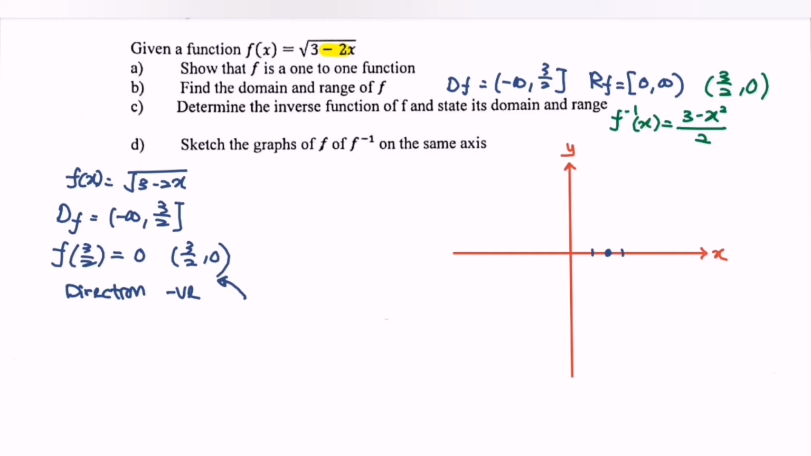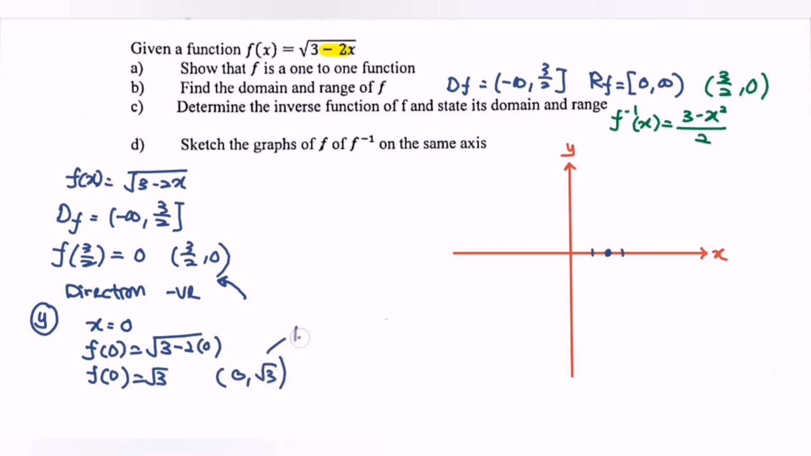Next, imagine the graph starting from this point and moving towards the left, which means we have the y-intercept. How to determine the y-intercept? When x is equal to 0. Kindly substitute: f(0) equals the square root of 3 minus 2 multiplied by 0, so f(0) equals the square root of 3. So the coordinate for the y-intercept is (0, square root of 3), which is around 1.7.